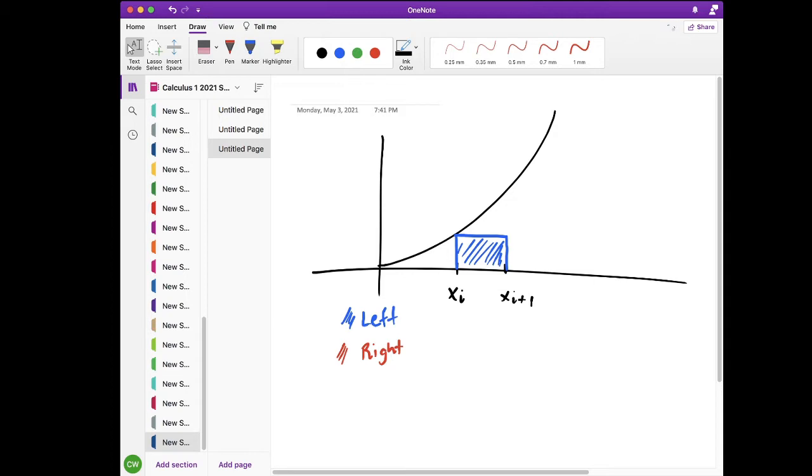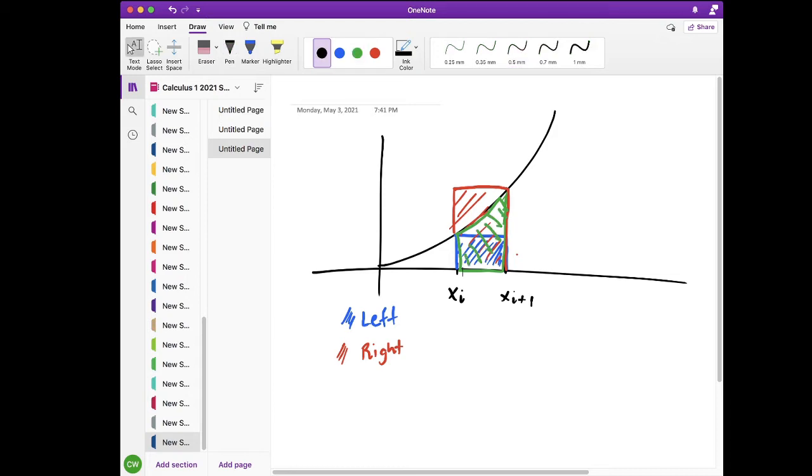Yeah, x_i plus 1. So let's draw that one. Draw it over, down. Okay. Now, what's the actual area? Is this stuff in between. This is the actual area.